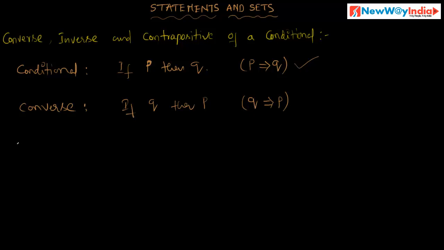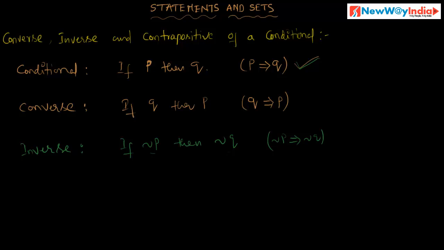Then what is the inverse? The inverse of a conditional. The conditional is P implies Q. So if negation P, then negation Q. This is called the inverse of the given conditional. What is the negation of P here? Negation P. And the negation of Q? Negation Q. So the implication of negation P and negation Q is called the inverse. Symbolically it is negation P implies negation Q.